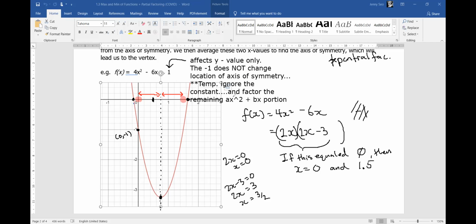Okay? You know what? I'm going to lose you. Don't worry about it. Take these two numbers, average them. Average 0 and 1.5, which is what? 0 plus 1.5 divided by 2 is 0.75. What does that mean? It means the middle of 0 and 1.5, the axis of symmetry. Okay? The axis is x equals 0.5. Oh, sorry, 0.75.